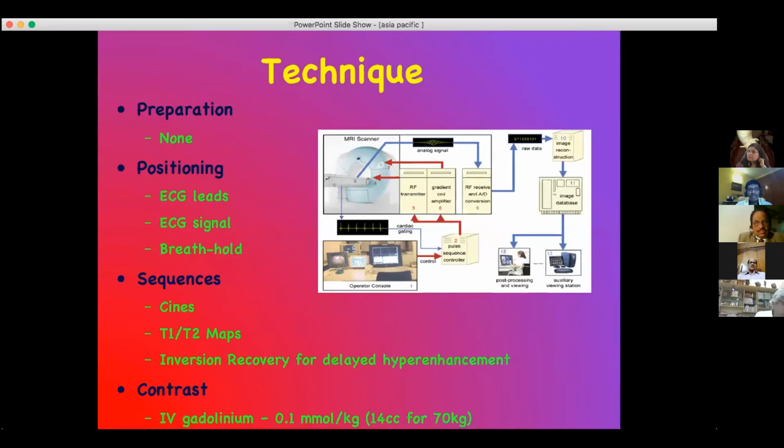There are three main sequences that we use: the Cine sequence, the T1, T2 maps, and the inversion recovery for delayed hyperenhancement. The contrast is gadolinium, which is an extracellular contrast. We use it at a dose of 0.1 millimole per kg, 15 to 20 ml for an average size adult.